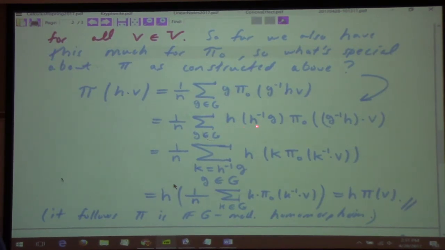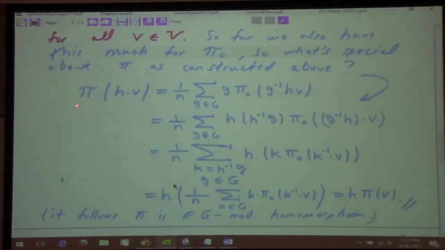You've got this H inverse G here, you've got G inverse H here, but if we let K equal H inverse G, this is K pi naught K inverse dot V, right? For G in G. But if you think about that, we're dealing with a finite group. What values does K attain if we let G range over all the elements in the group? All the elements in the group, right? So this is entirely the same as 1 over n, the sum over K in G of K pi naught K inverse V. And I just pulled the H out because H is constant over the sum. H is fixed but arbitrary here, so I can pull that out of the sum like that. And then I've got H pi of V, which is what we want.